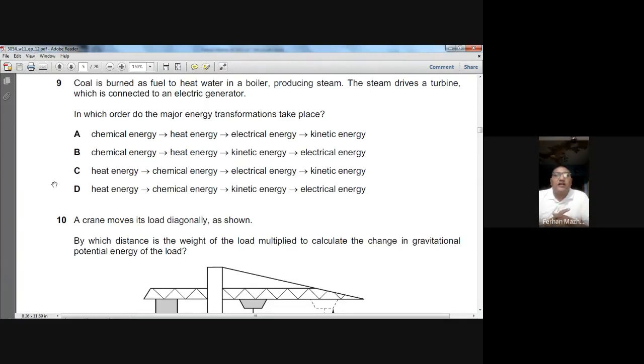So the water is given kinetic energy. And the steam runs the turbine, that is also kinetic energy. And the generator, using that kinetic energy, converts it into electric energy. So the order of the changes of energy is from chemical energy, heat energy is produced, from there kinetic energy is produced, from there electric energy is produced. So for question number 9, B is the option.